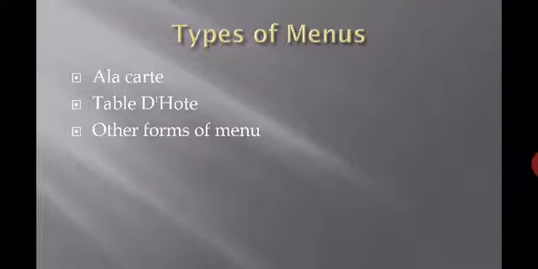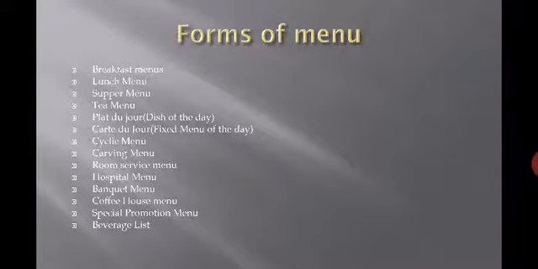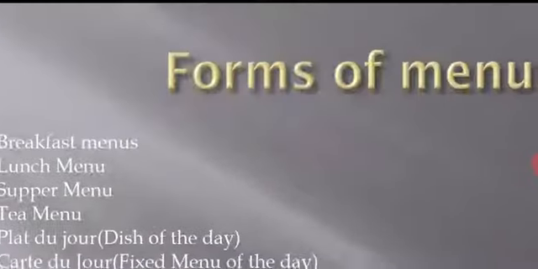So let's start with talking about the types of menu. As we already know, we have different types of menu which can be divided into a la carte menus, table d'hôte menus, and other forms of menu. A la carte menus are those menus which you directly order from the menu. Table d'hôte menus are the set menus. And now let's look at the other forms of menus.